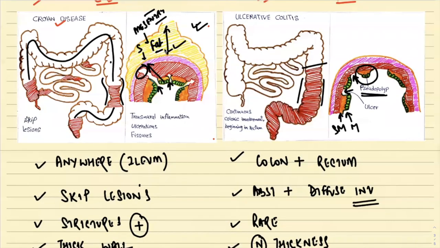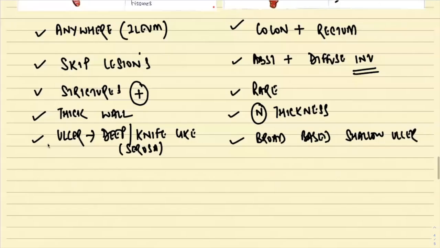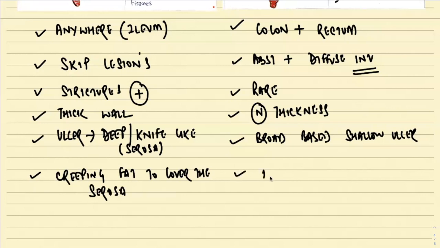So that is called a creeping fat appearance, which is a classical feature only in Crohn's disease. So there is a creeping fat to cover the serosa. But over here, the creeping fat is not present at all.